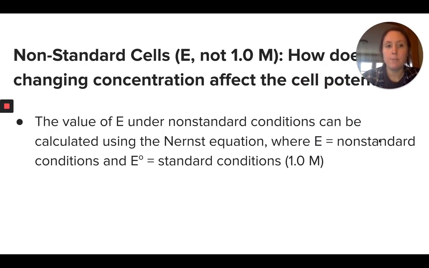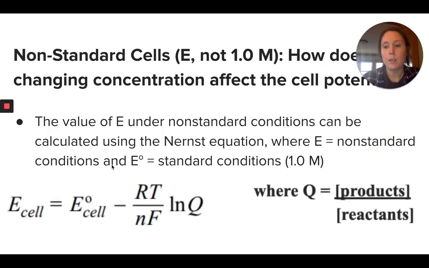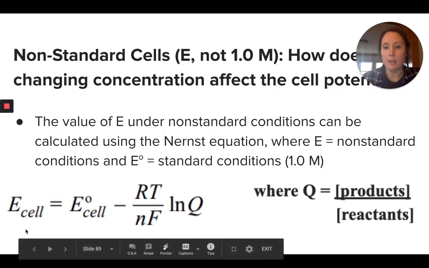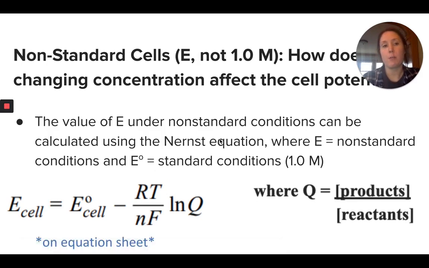Here's the equation. So again, E cell is non-standard, or any concentration other than 1 molar. E standard is at 1 molar. Minus R is the gas constant, T is temperature, n is moles of electrons, F is Faraday's constant, times the natural log of Q, where again Q is products over reactants. So really this part right here is just a constant, it's just a number, and this equation is on your equation sheet.